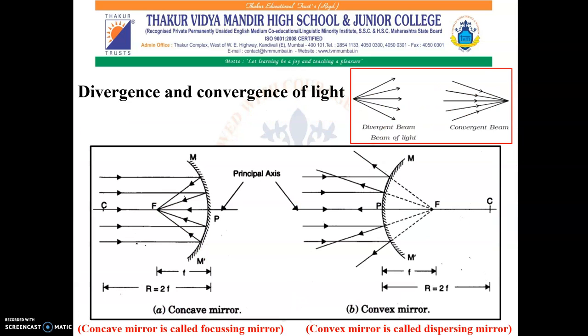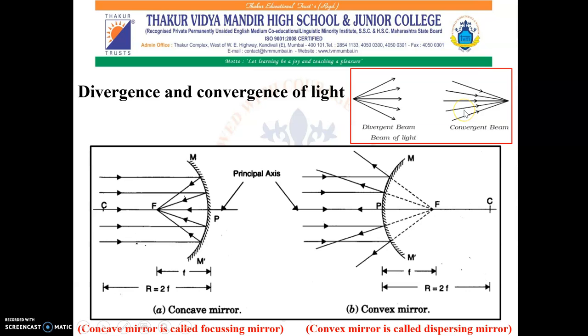Divergence and convergence of light. Light rays from the point source of light travel in all the directions, moving away with time. Such a beam of light that is shown over here in this picture is called a divergent beam of light. You can see from the point source, the light is diverging in all the directions.